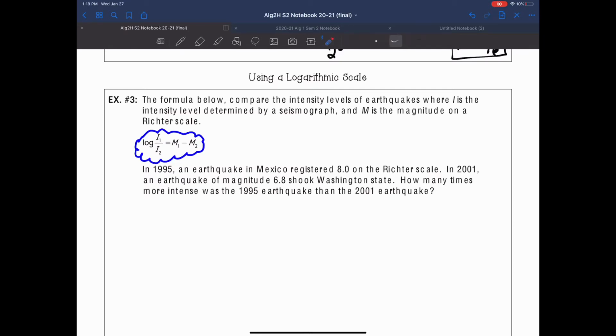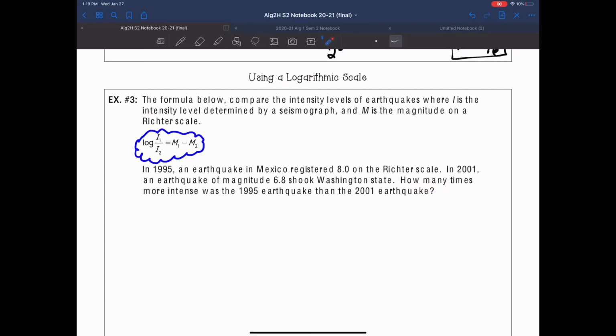Let's take a look at the information we're given. In 1995, an earthquake in Mexico registered 8.0 on the Richter scale. In 2001, an earthquake of magnitude 6.8 shook Washington state. How many times more intense was the 1995 earthquake than the 2001 earthquake? We can use this formula, and what I sub 1 over I sub 2 evaluates is exactly what the question is asking.